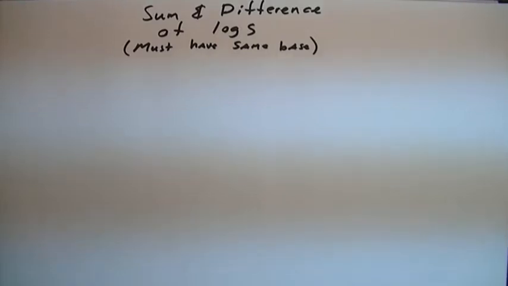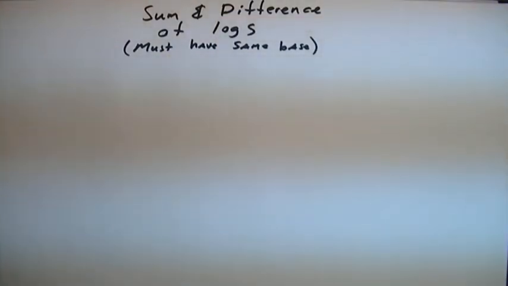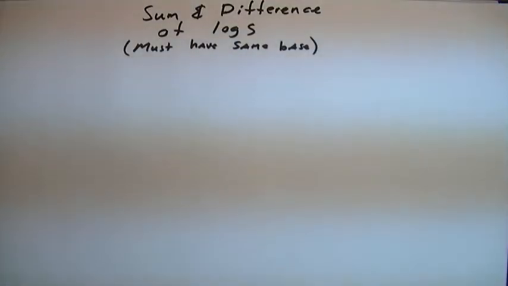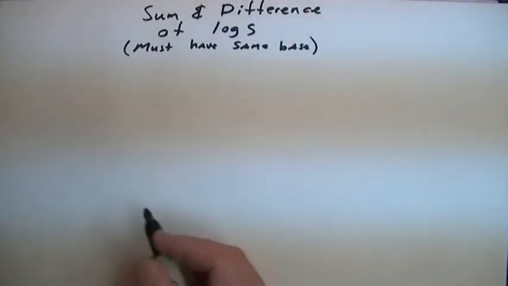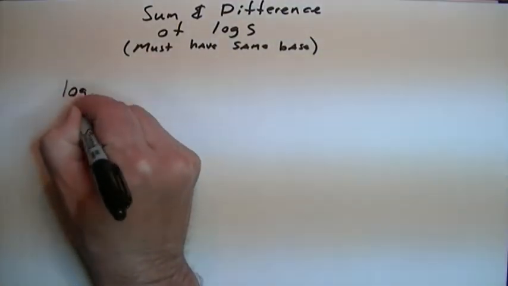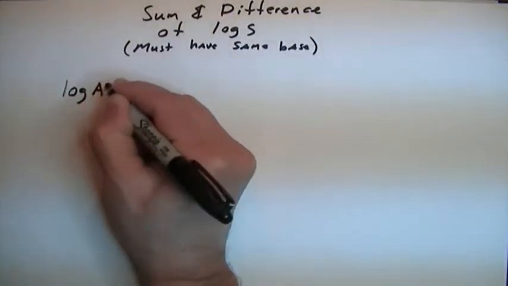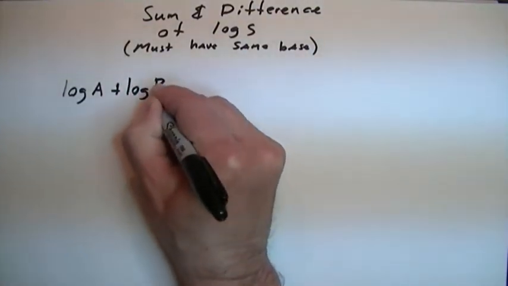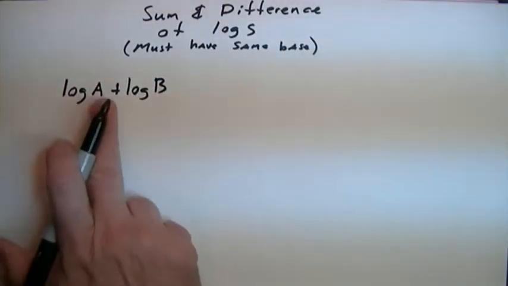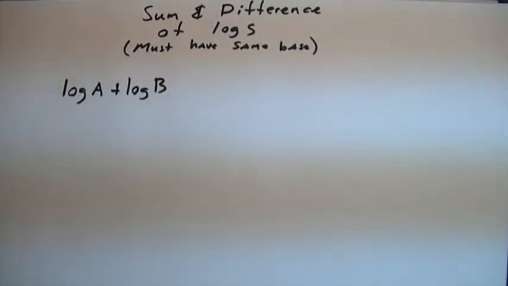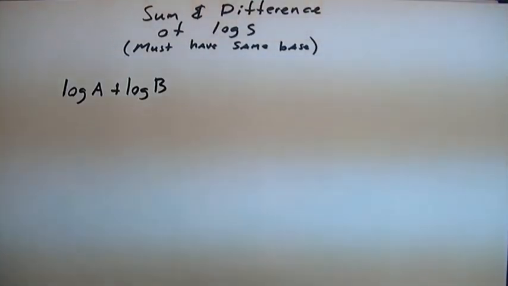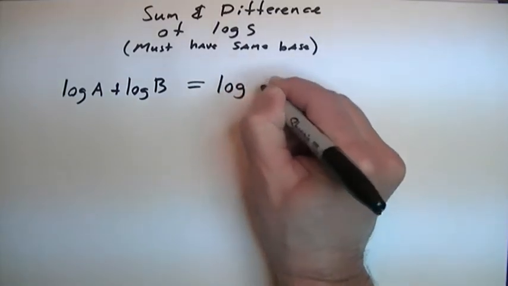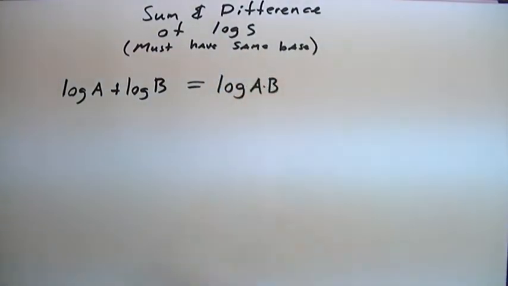So it's a good thing to learn, and I'm not going to take a lot of time on it, but basically all it says is that if I have, and I'm just going to use a common log, easy to write, log of A plus log of B, I'm adding two logs, and the bases are both 10. These are common logs. Then I can actually convert this into a single log just by multiplying A times B.